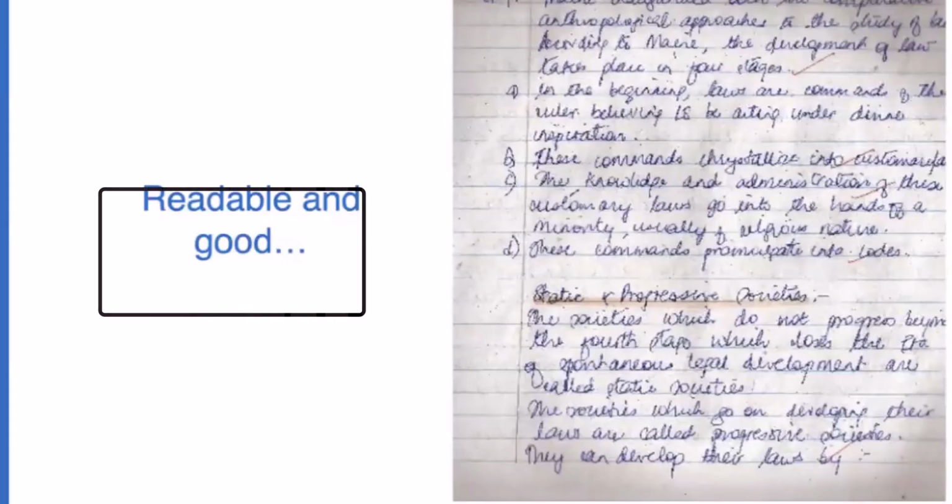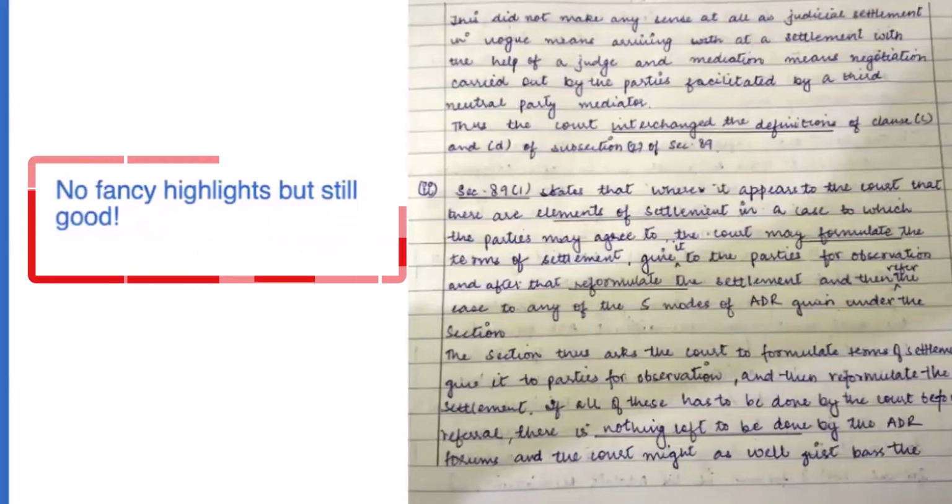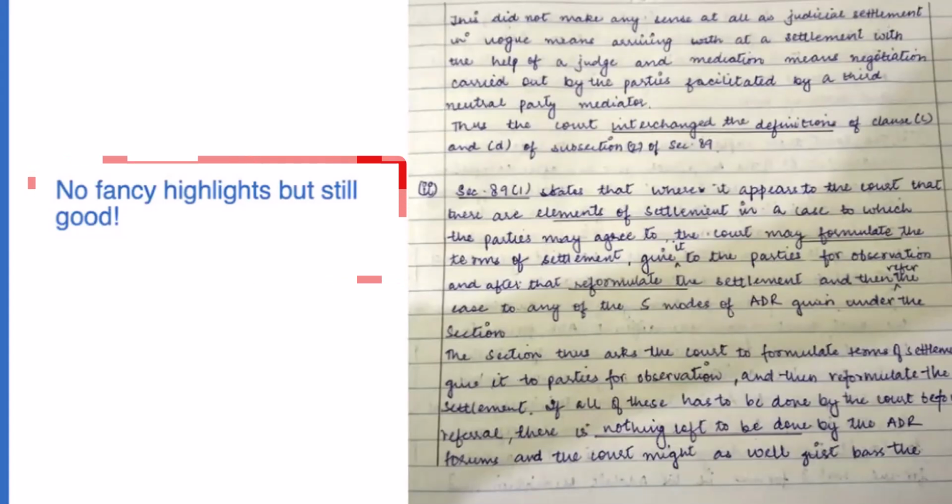Again, readable and good. Some highlights have been used, and it's Sir Henry Maine, again jurisprudence, an old scan. But you can still make out the development of law, static and progressive society. Then 89.1 again ADR. 89.1 CPC has been mentioned. Final year students would be able to relate to this slide better. The idea is not on the content. The idea is on the presentation. The whole focus of why this example has been included, and the previous ones, is presentation.